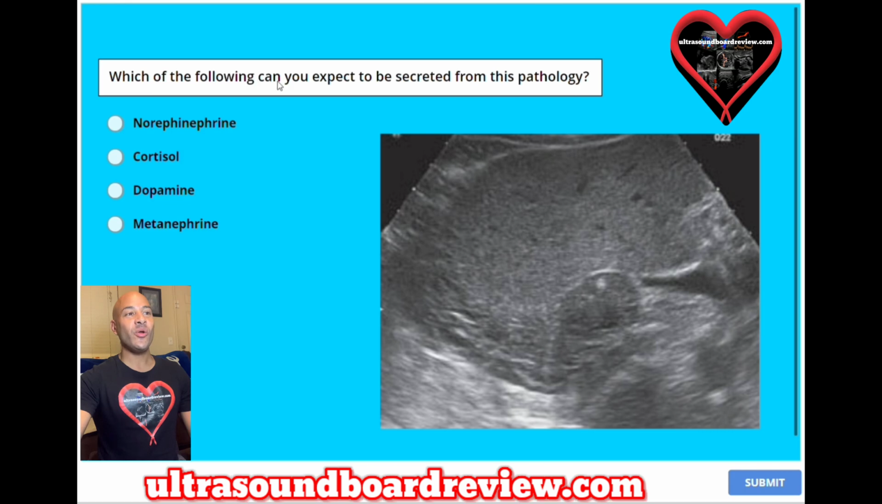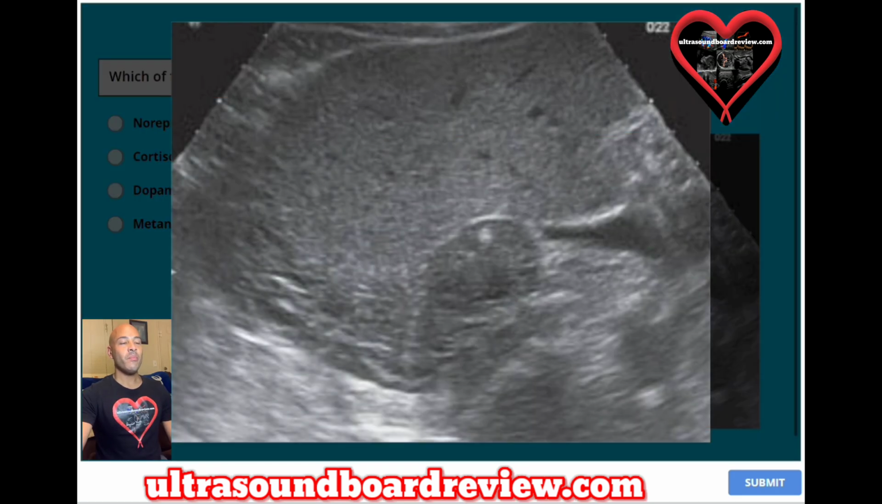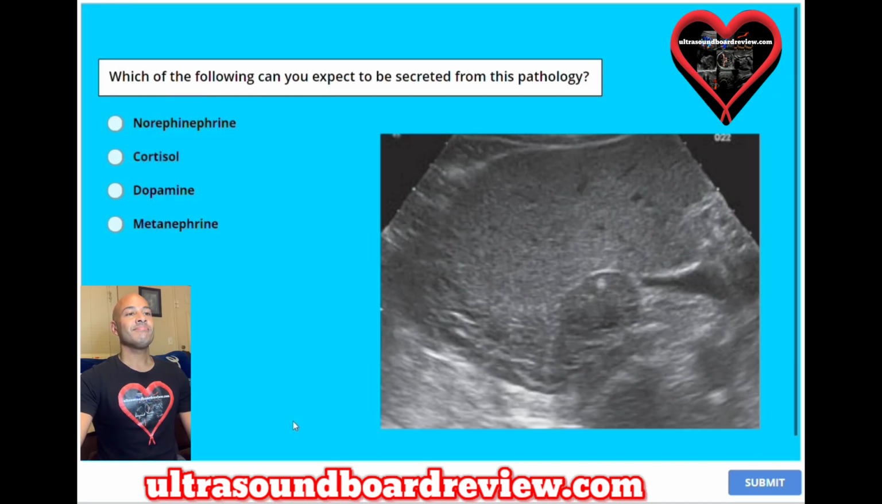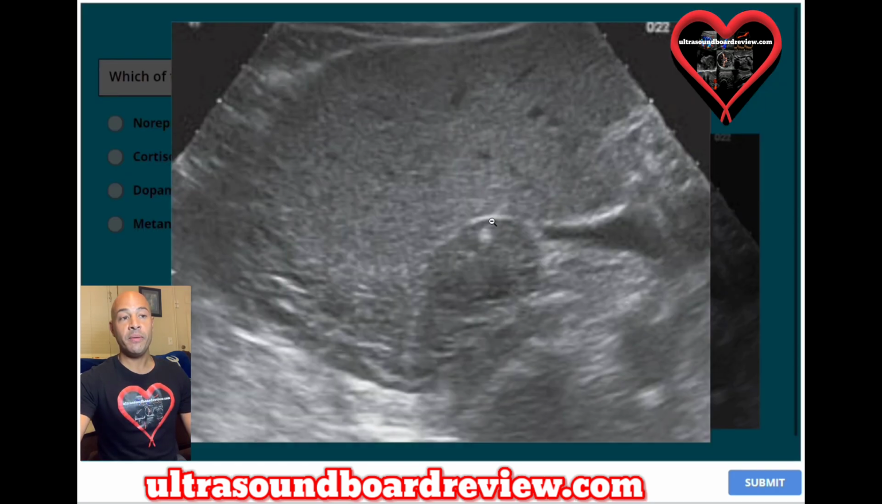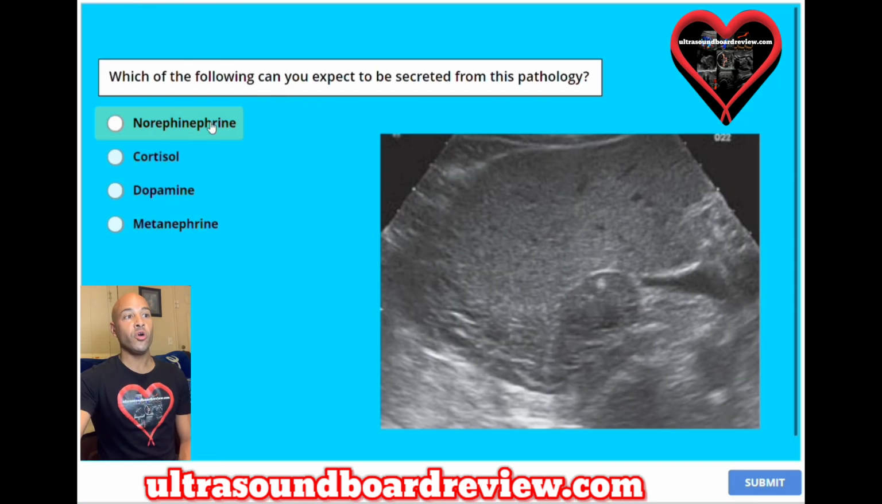Question 114. Which of the following can you expect to see secreted from this pathology? A, norepinephrine, B, cortisol, C, dopamine, or D, metanephrine? This type of tumor represents a pheochromocytoma, which will actually increase the levels of secretions of norepinephrine.